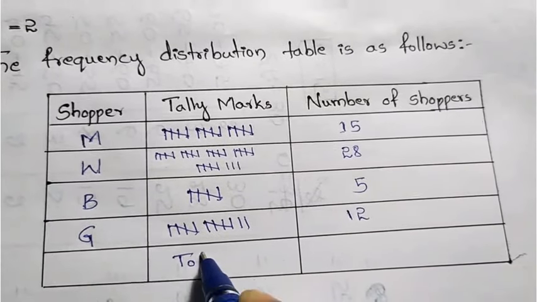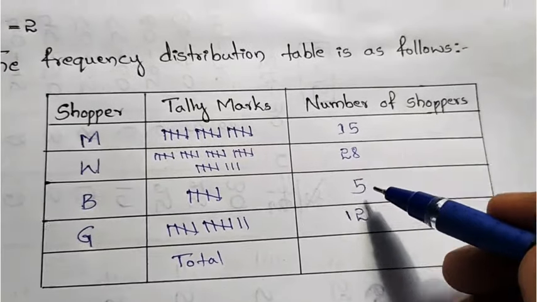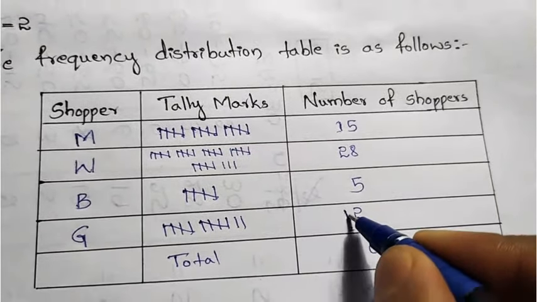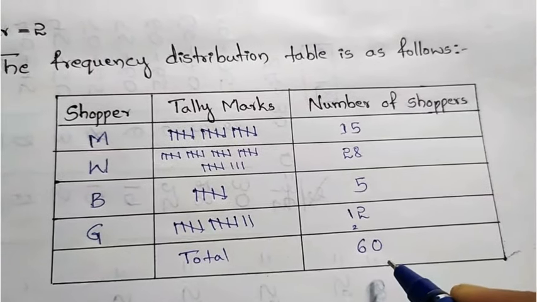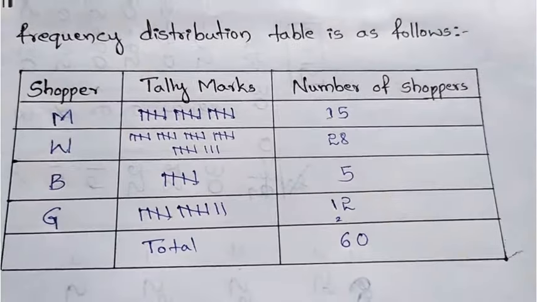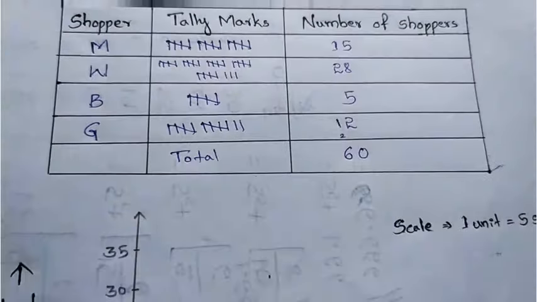So the total, how many came? 5 plus 5 is 10, 10 plus 10 is 20, carry 2, 2 plus 1 is 3, 3 plus 3 is 6. Total how many shoppers came? Totally 60 shoppers came.